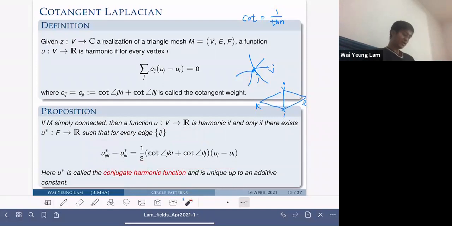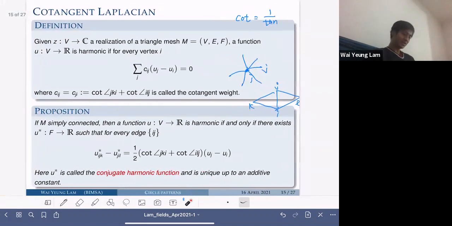So for ijk, the function u star you can imagine lives on the centers of faces, and uj, ui live on the vertices. This u star is called the conjugate harmonic function, and it is determined up to an additive constant. Whenever you know u, then u star is determined up to a constant. Okay, so this is the cotangent Laplacian.